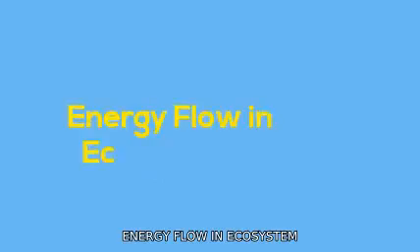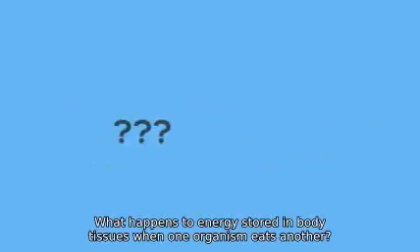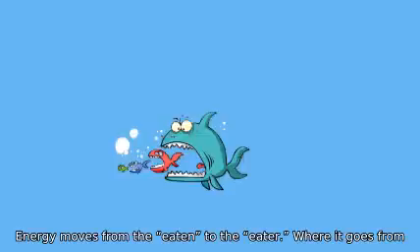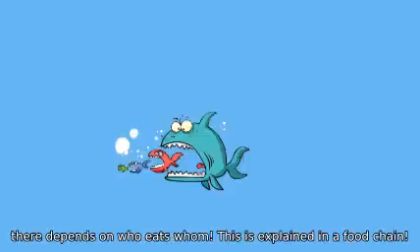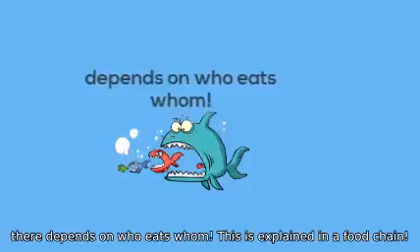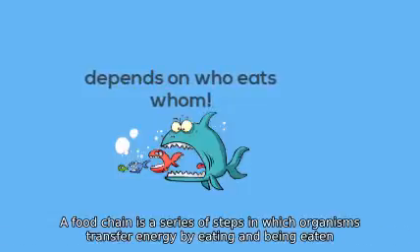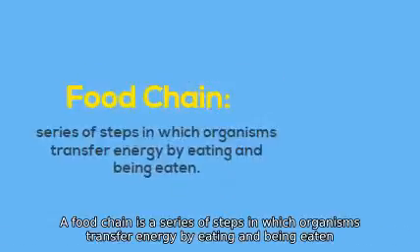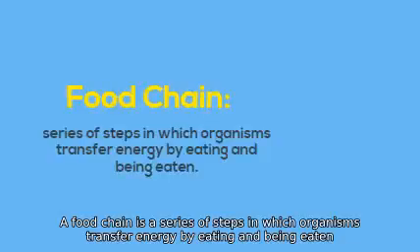Energy flow in ecosystems. What happens to energy stored in body tissues when an organism eats another? Energy moves from the eaten to the eater. Where it goes from there depends on who eats whom. This is explained in a food chain. A food chain is a series of steps in which organisms transfer energy by eating and being eaten.